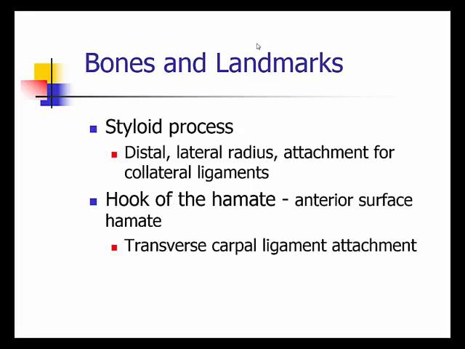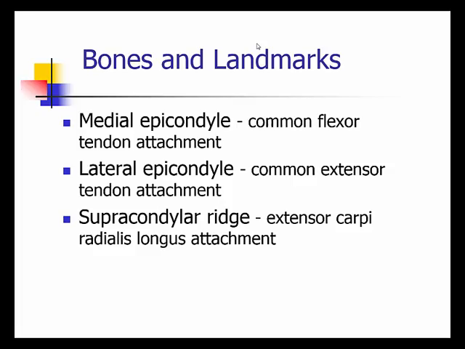Some different bones and landmarks here. The styloid process: it's the distal, lateral radius, and the attachment for the collateral ligaments. Hook of hamate, which is the anterior surface of the hamate. Transverse carpal ligament attachment here as well.